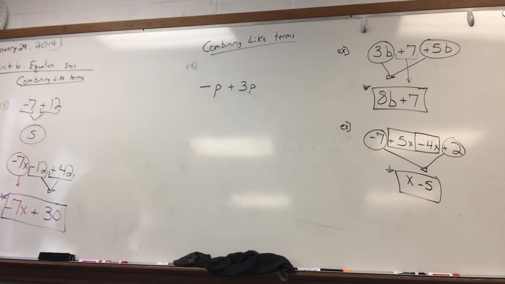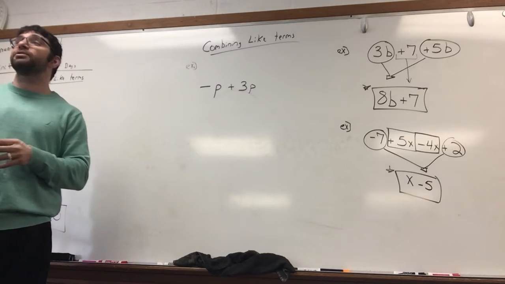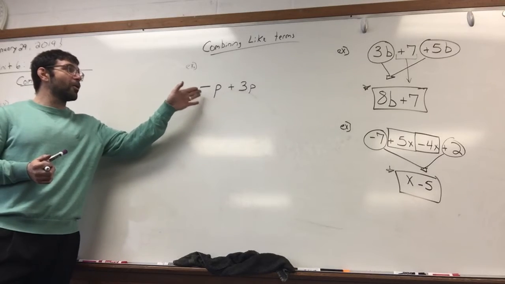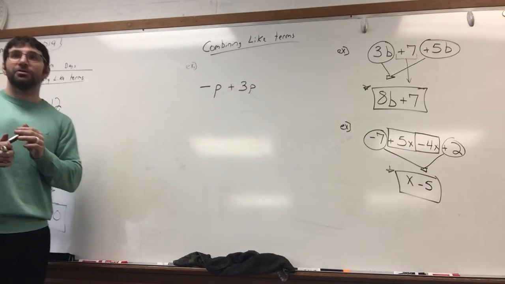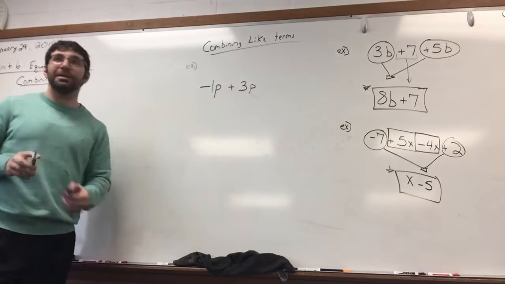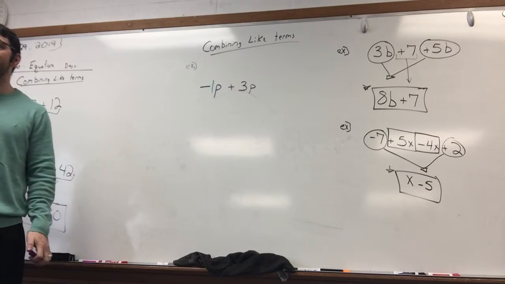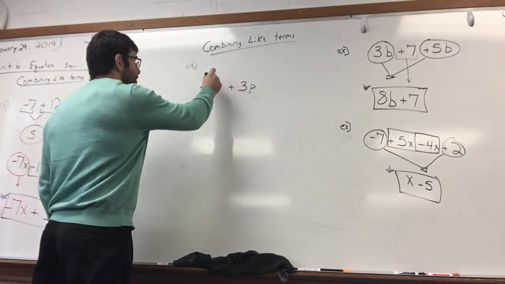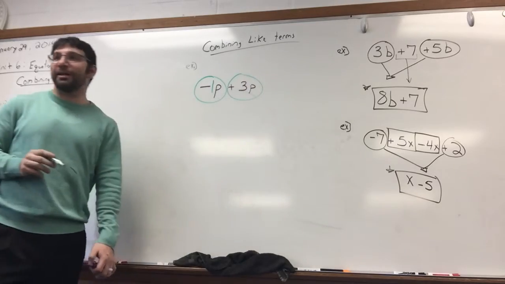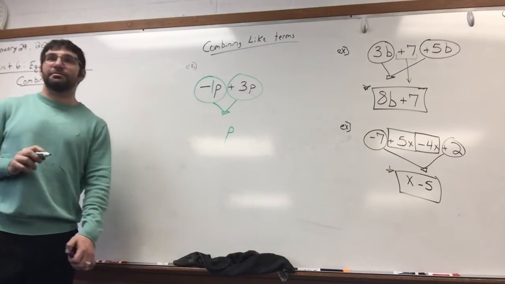In a problem like this, when you have variables without a number, you will need to place a number with them, or at least have the mathematical mindset to say, how many negative p's do we have there? Macy? 1. Yeah, there's negative 1p there. Once I know there's negative 1p, now I can combine my like terms. So I've got pomegranates. I have negative 1 pomegranate, and then I'm adding 3 pomegranates. Well, we know that we're going to be left with pomegranates.